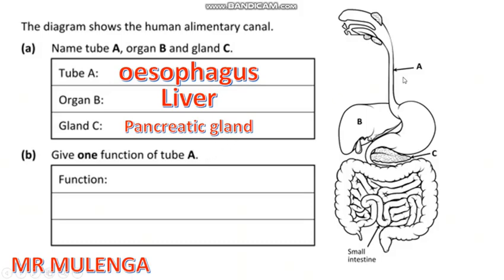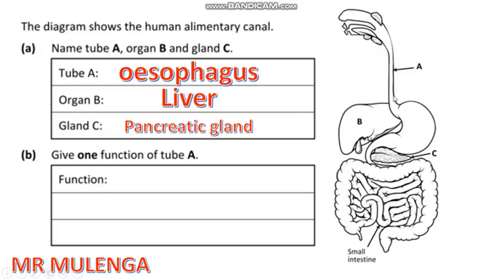So tube A, we have said this is the esophagus. So what is the function of the esophagus? First of all, we must understand that the esophagus is also called a food pipe. And this esophagus or food pipe is just a muscular tube that connects the mouth, the throat. You can see we have this throat, or pharynx. It connects the throat to the stomach.